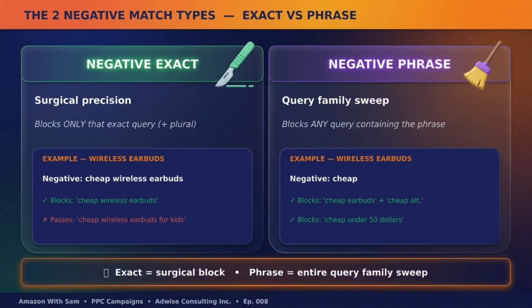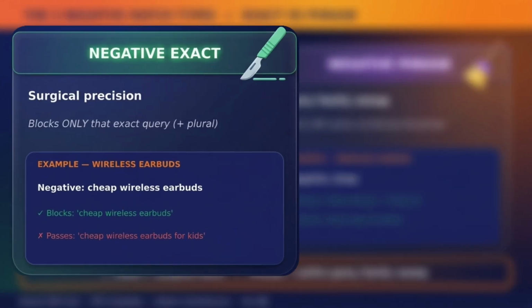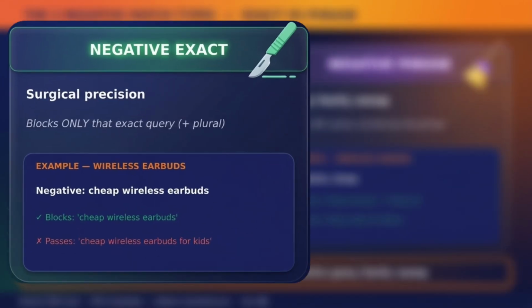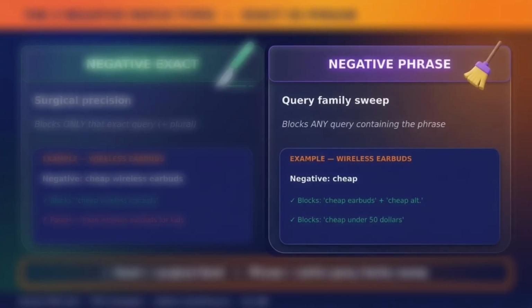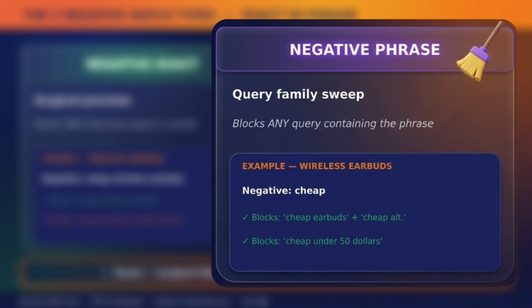The 2 negative match types. Learn these cold. Negative exact blocks your ad only when the shopper's search matches your negative term exactly. Plural of the same word counts. Nothing else. Very precise, very narrow. Negative phrase blocks your ad anytime your negative phrase appears anywhere in the shopper's search.